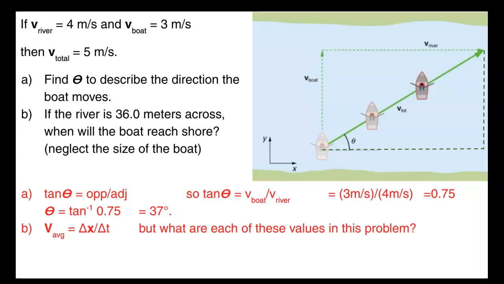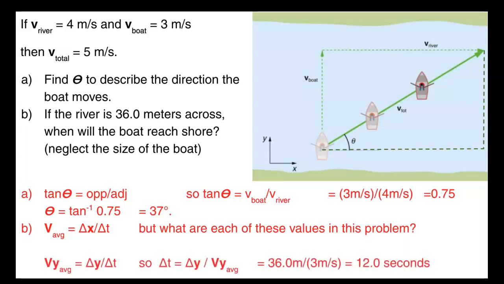If he doesn't row, the river current takes him downstream. The rowing is what takes him across. So believe it or not, that's the only velocity you have to worry about for this problem. As long as this rower keeps pointing the boat directly across the river like that, you can just say I'm going to worry about the velocity in the y direction. That's what's going to give me a displacement in the y direction over a change in time.